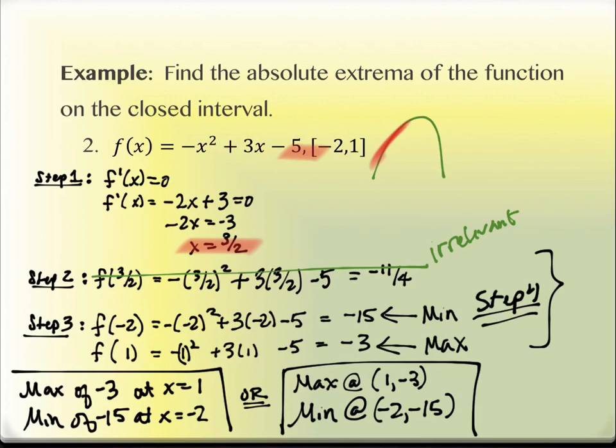Okay, so one of them is more verbal description, and the other one is more of an algebraic, like point valued description. WebAssign may want you to do one or the other. As far as I'm concerned, you can do either one on any work that you hand in to me. They're equal ways of writing the same thing. Is that good? Okay.